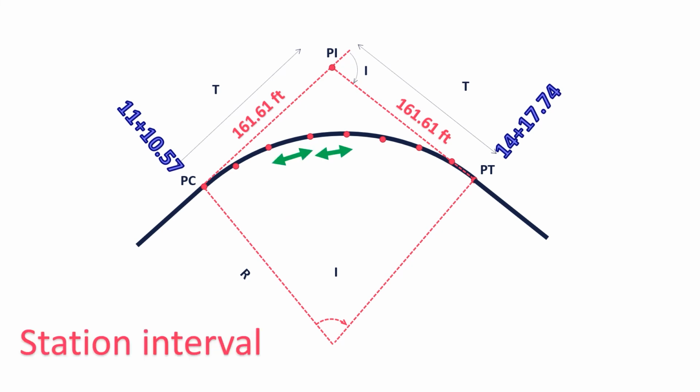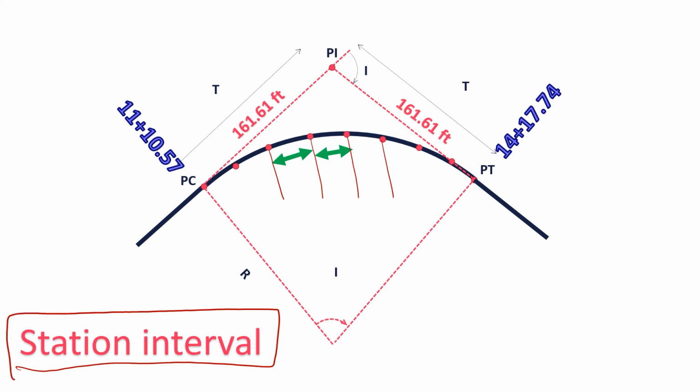Here you can see that we have a number of intermediate stations between PC and PT, and the distance between these consecutive stations is called the station interval. This value would be provided to you, or the designer would pick some value for the station interval, and we use that to determine how many points should be fixed between PC and PT. So the number of points that need to be fixed is determined by this value known as the station interval.